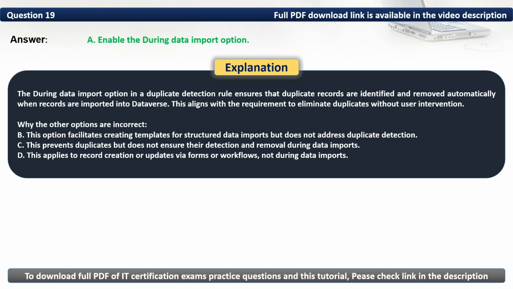The during data import option in a duplicate detection rule ensures that duplicate records are identified and removed automatically when records are imported into Dataverse. This aligns with the requirement to eliminate duplicates without user intervention.